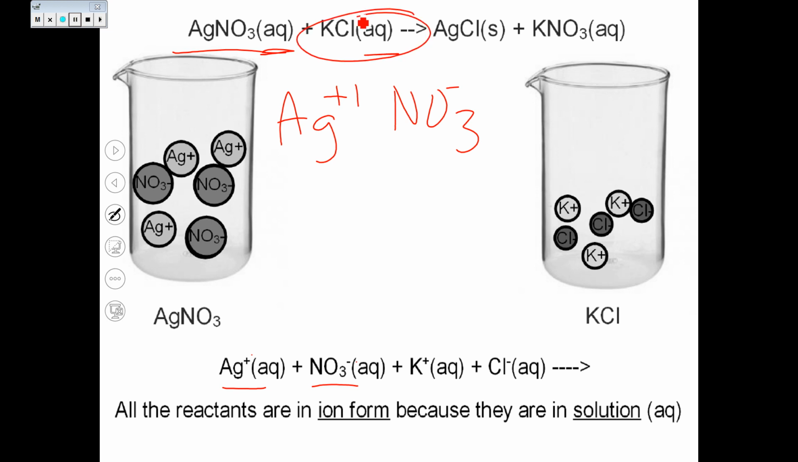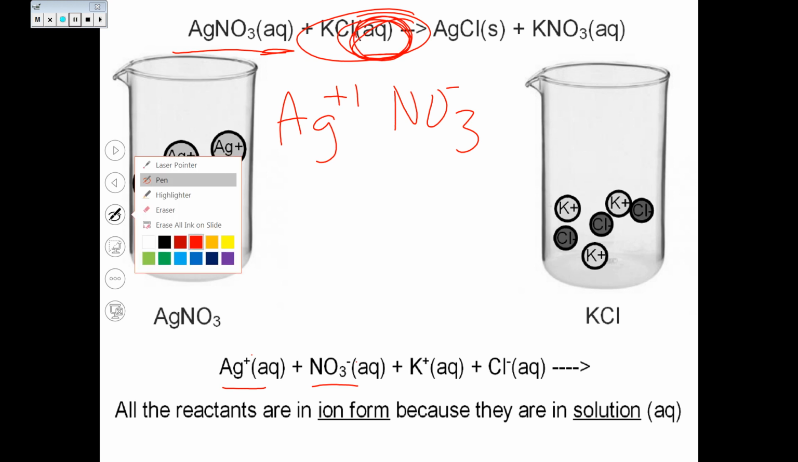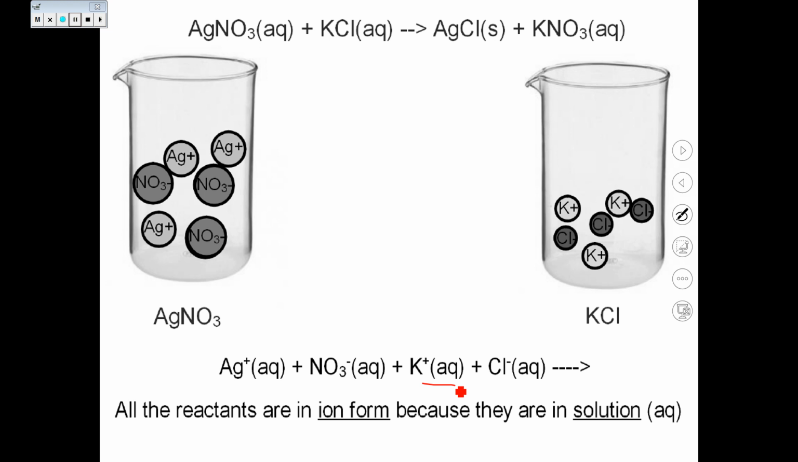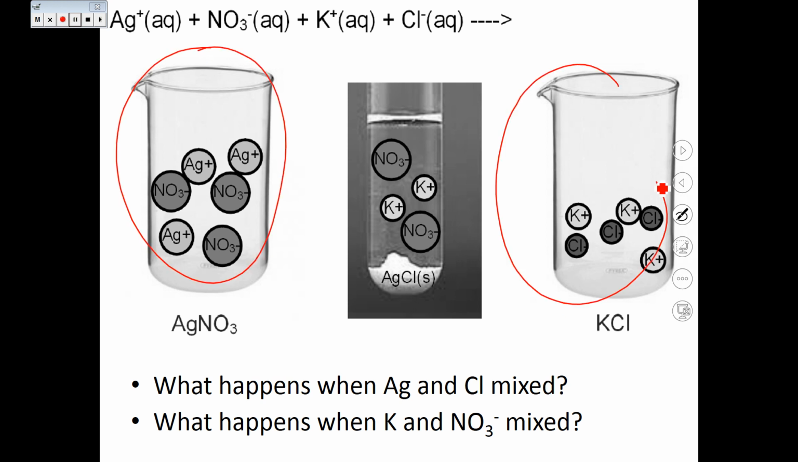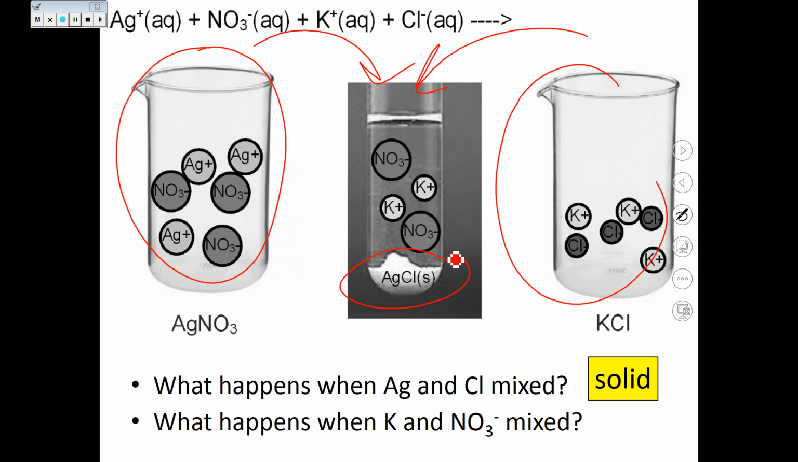So KCl, because it's aqueous, and again, this is only if you have this aqueous part here, you can separate it into K positive (aq) and Cl minus (aq), because before they are mixed together, all four of those ions are separate, floating around. Then we're going to take these two beakers and pour them and mix them together. What happens when Ag and Cl are mixed? If you remember that solubility table, you will see that AgCl makes a precipitate. It makes a solid. So the AgCl would form a solid and settle to the bottom.